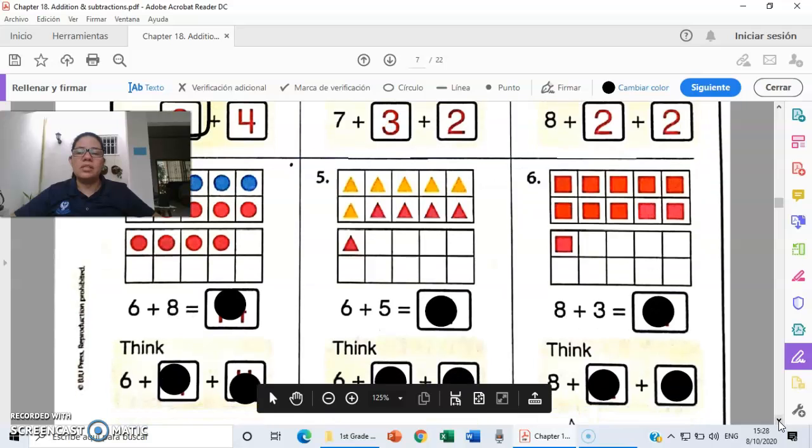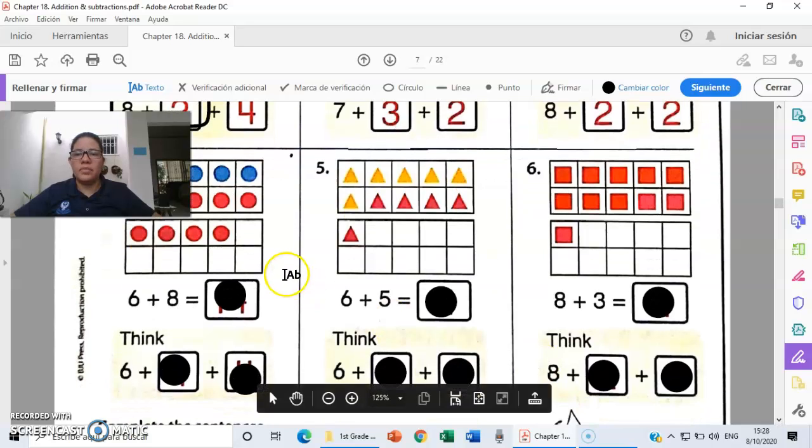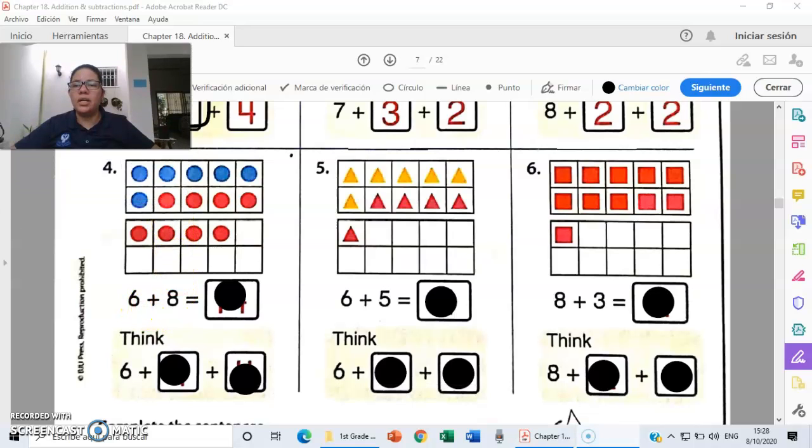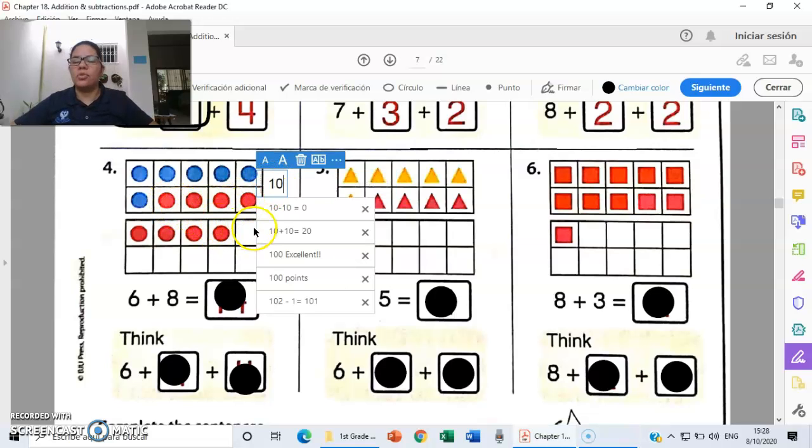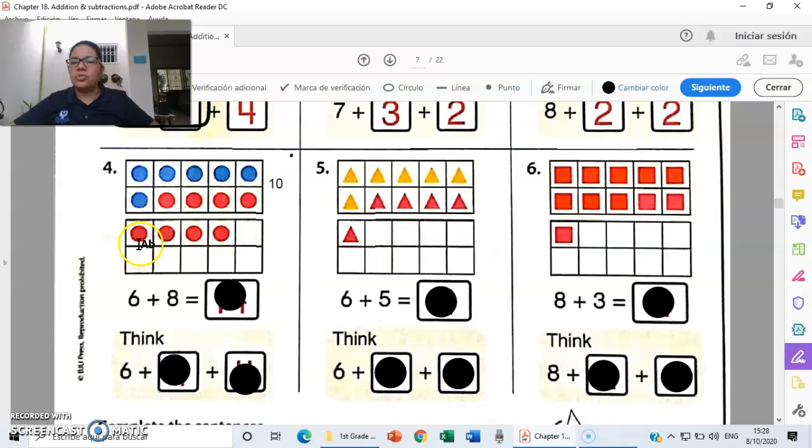Okay, so this exercise is just the same. You got 6, and then you have to say 6 plus 8. Okay, so you start putting the 8 circles. 1, 2, 3, 4, 5, 6, 7, 8. Remember, you form a group of 10 because you complete this. And then you start counting. How much do you have here? 1, 2, 3, 4. Okay.